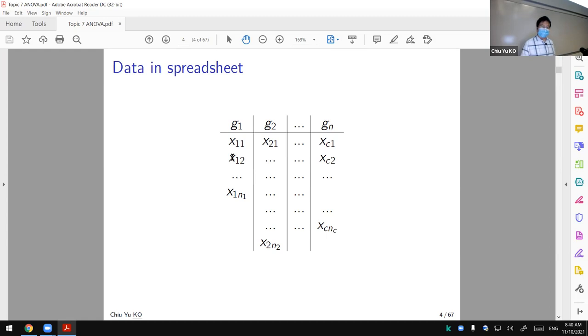And the data you collect may not be balanced, which means the number of days you collect for each store may not be the same.